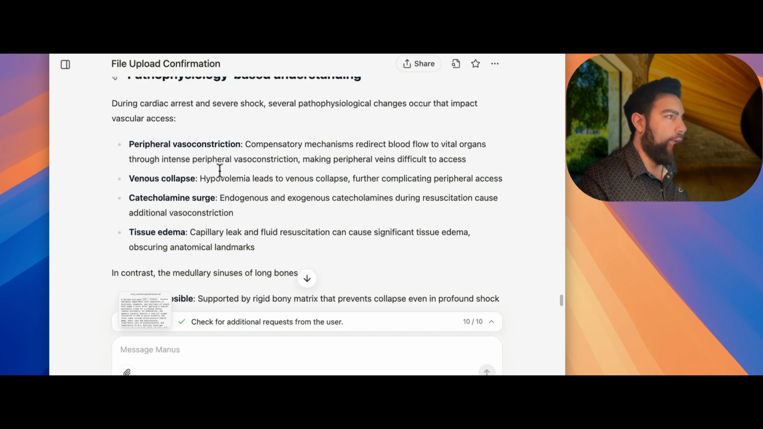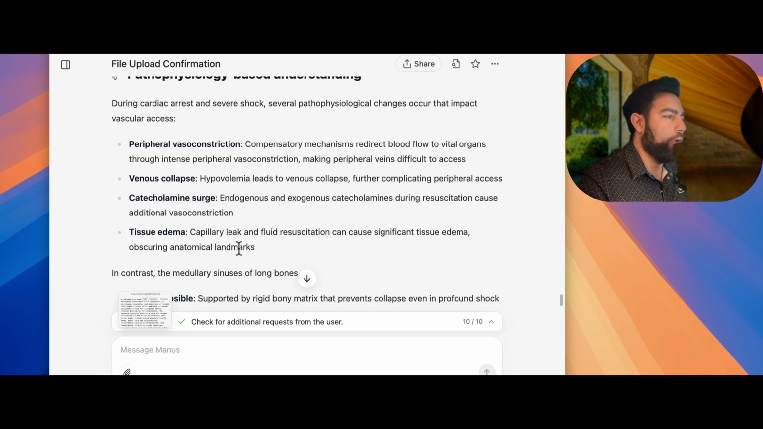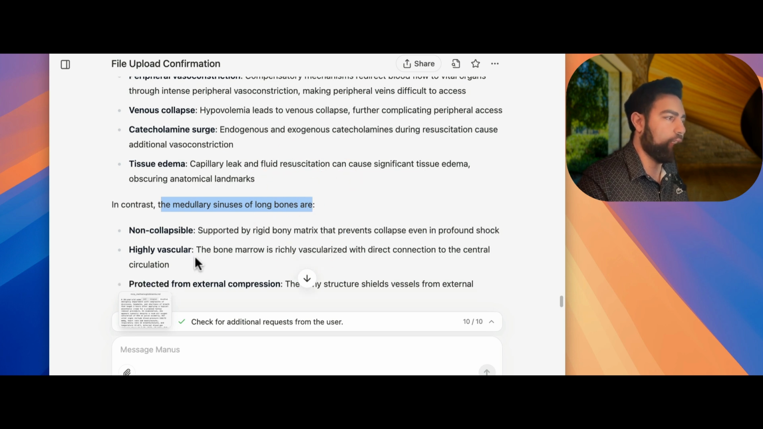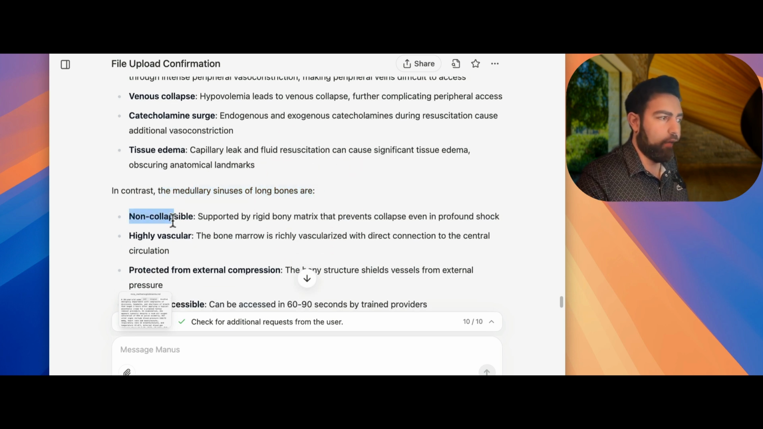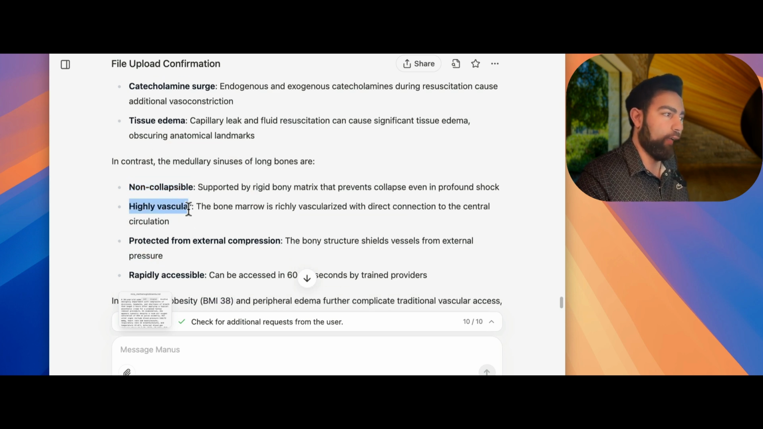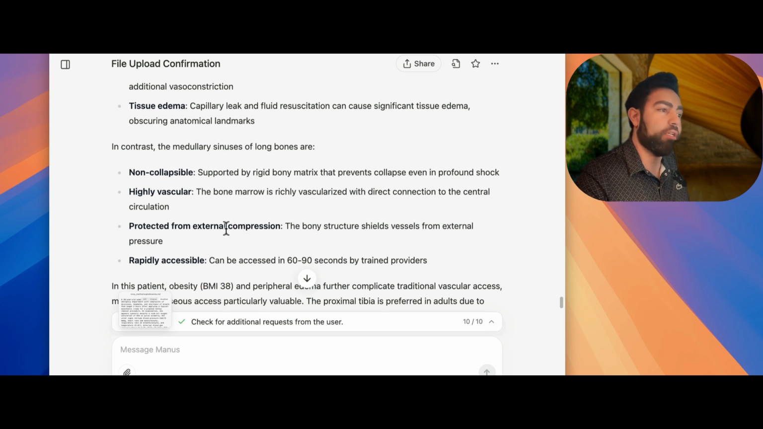So at the level of vascular access, you have a lot of issues that could make it difficult during severe shock and cardiac arrest. Very important to note that the medullary sinuses of long bones are great in these cases because they're not collapsible, right? They're rigid bone with a lot of vascular tissue, very vascularized, with a direct connection to the central circulation. They are protected from external compression, right?